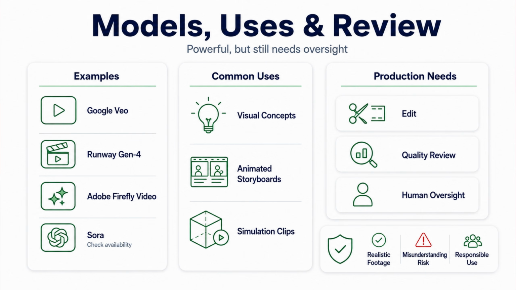And compared to image generation, video generation requires much more processing because the AI must keep objects, scenes, and motion consistent over time. And this is why current systems can still struggle with realistic movement, object consistency, and visual artifacts in longer scenes. So while the technology is impressive, production use still requires editing, quality review, and proper human oversight.